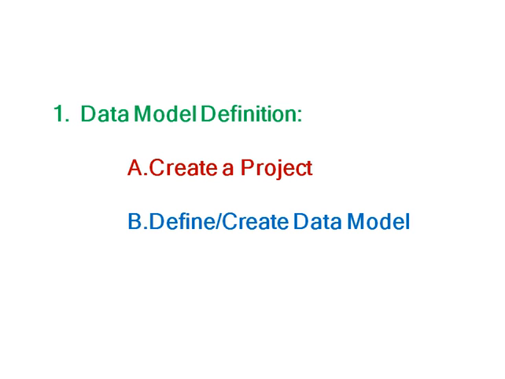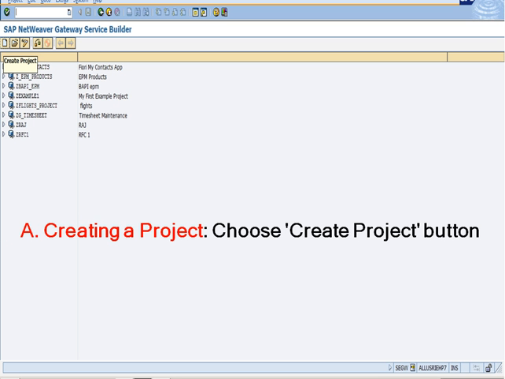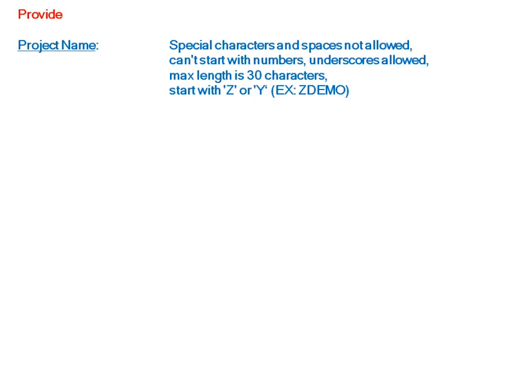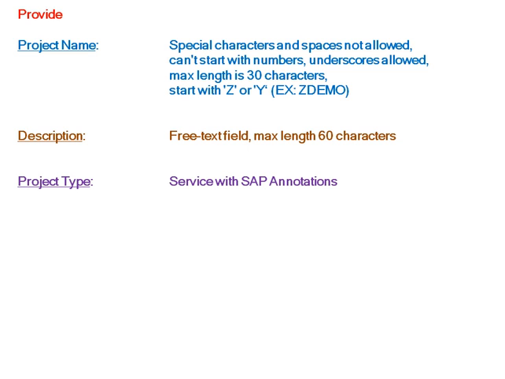There are two stages. The first one is creating a project, and the second one is creating the data model. Choose the create project button. The create project dialog opens. Provide a project name, where the maximum length allowed is 30 characters, and you should start the project name with Z or Y. In the description field, the maximum length allowed is 60 characters.